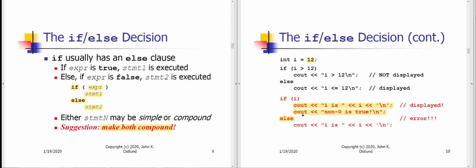So the bottom line here is that indentation means absolutely nothing to C++. Remember that C++ is a free format language. If I want both of these statements to be controlled by this if test, I must put curly braces to contain those two cout statements. Otherwise, I have a syntax error.